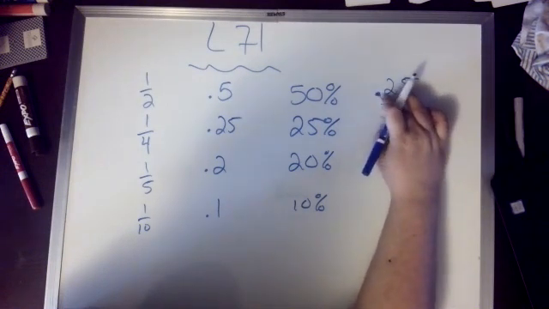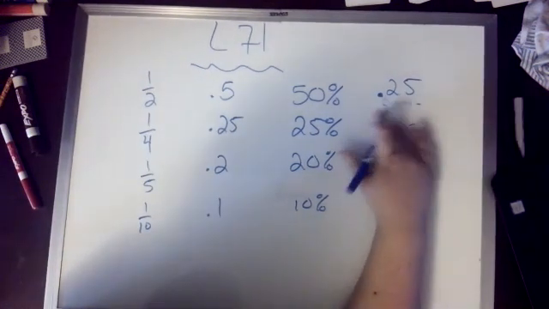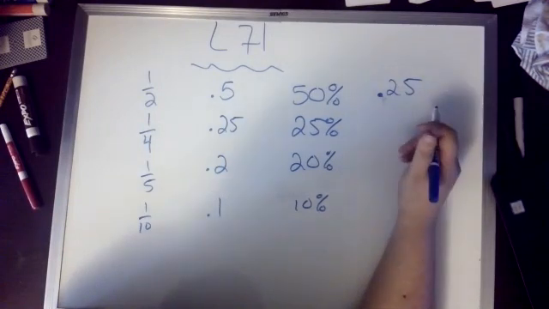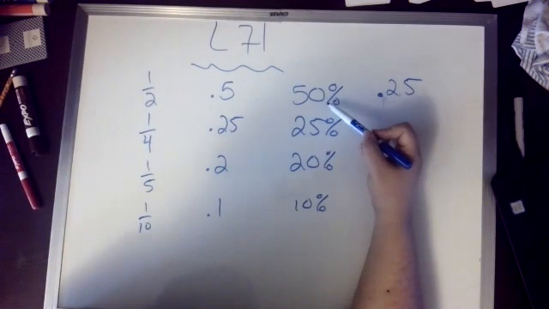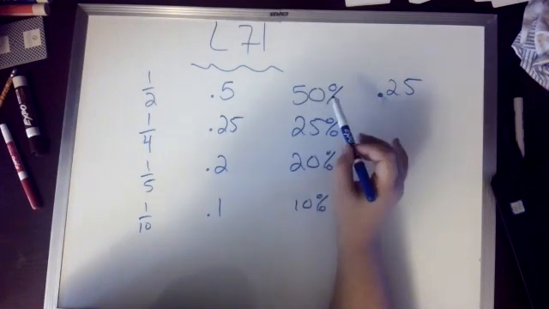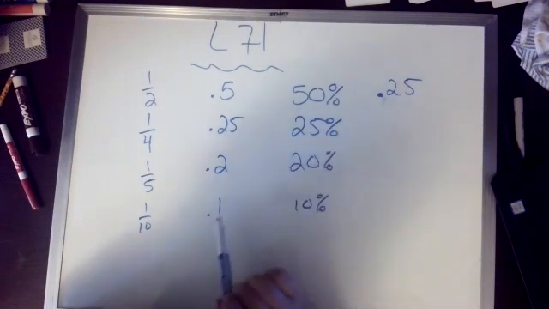And I now have 25 hundredths. That gives me my decimal number, and that will work for most, if not all, of your percentages to decimals, is you're just dividing the percentage by 100. So you're just moving that decimal over 2 spaces.